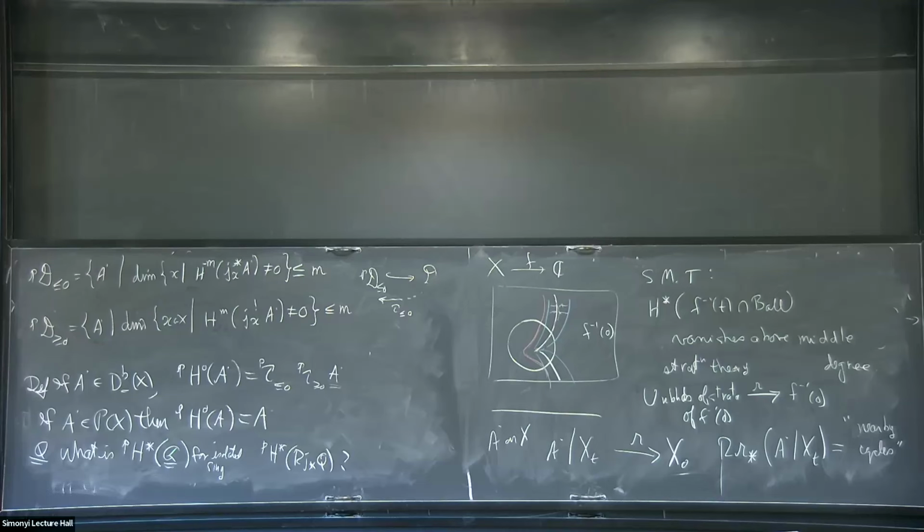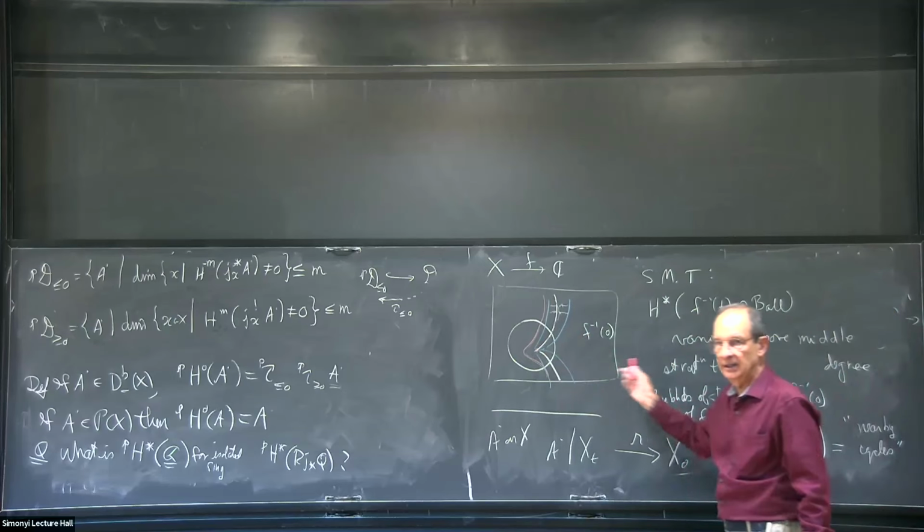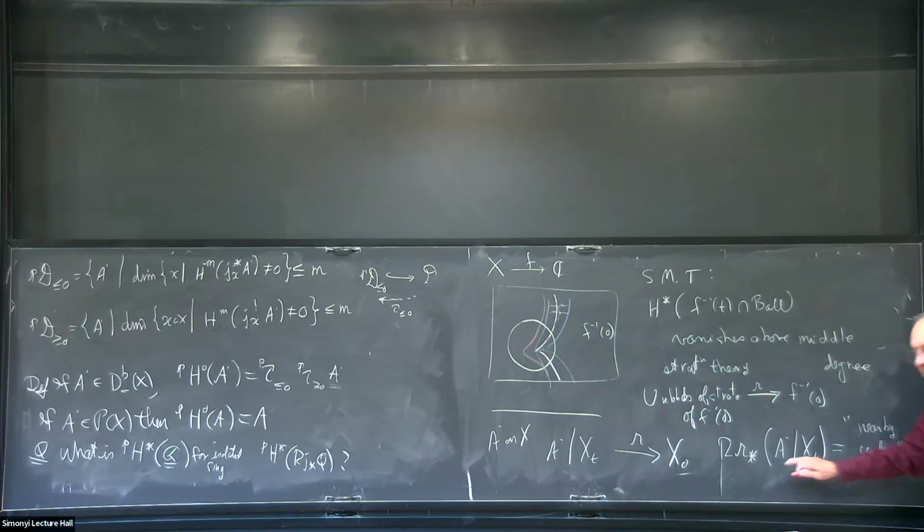So here's the nearby guy. I map it forward, push the sheaf forward. And that gives you a sheaf on X zero, and that's the specialization. And this Morse theory calculation says that its stalk cohomology is going to vanish beyond the middle dimension, which is the support.